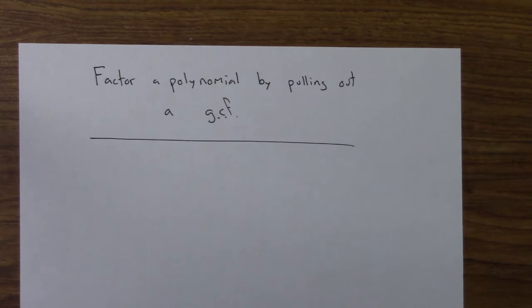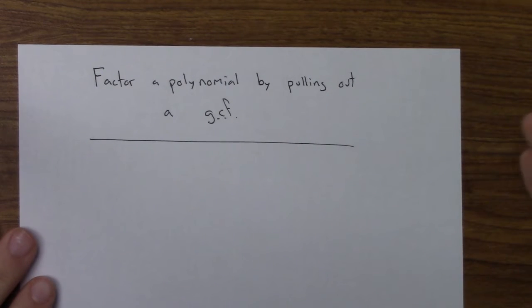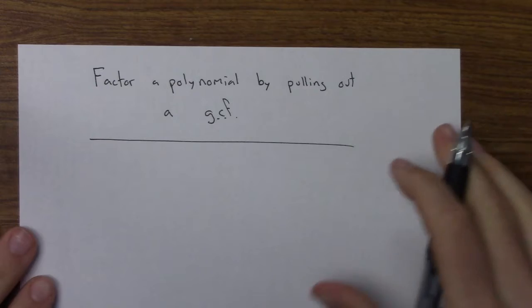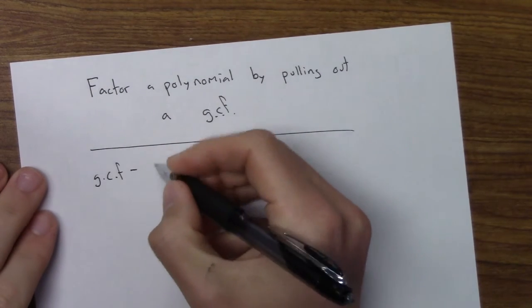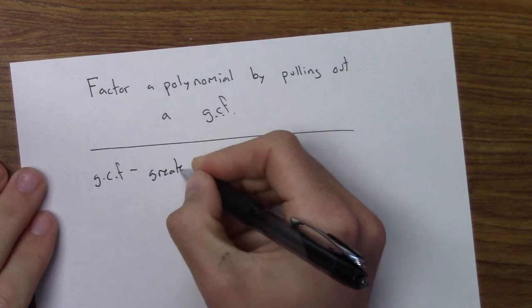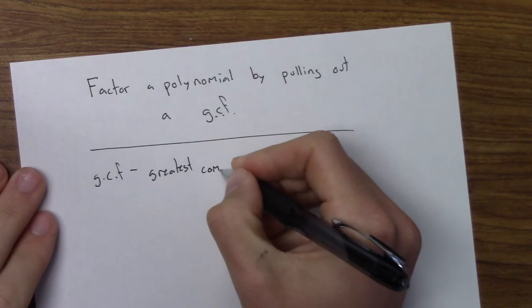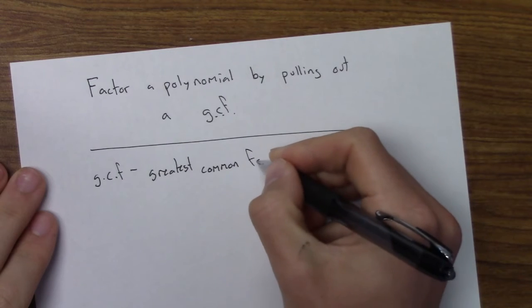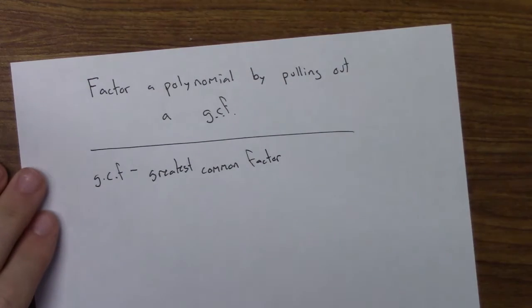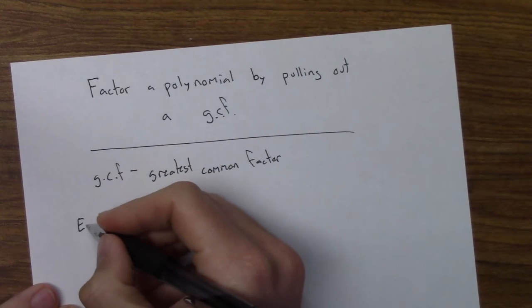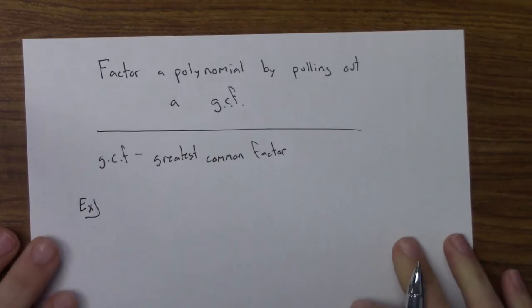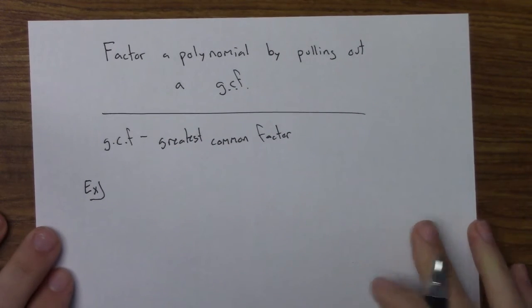Last part of this first section is factoring a polynomial by pulling out a GCF. My hope is this is something that you're pretty comfortable with. I just want to remind you that GCF just stands for greatest common factor. The idea being is I want to pull one thing out that is the most possible that I can pull out. So I'm just going to jump into two quick examples to give you an idea of what you might see in the homework related sections.